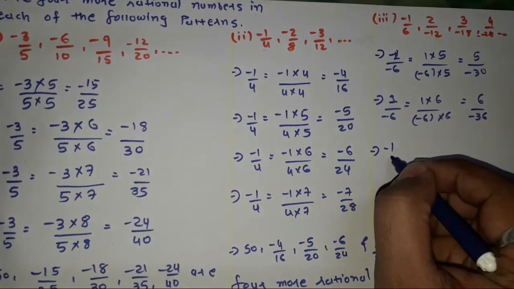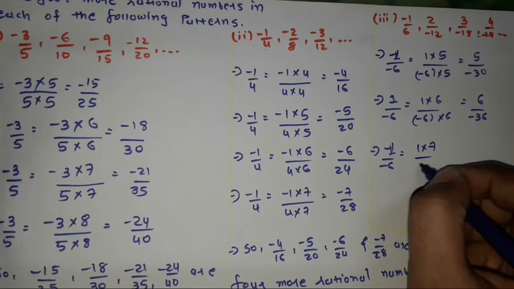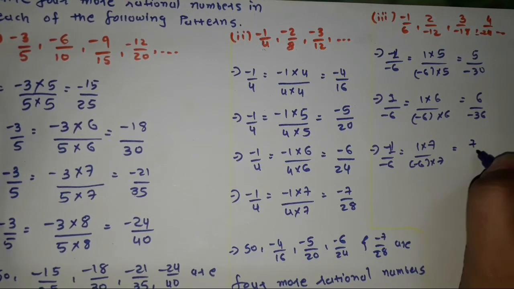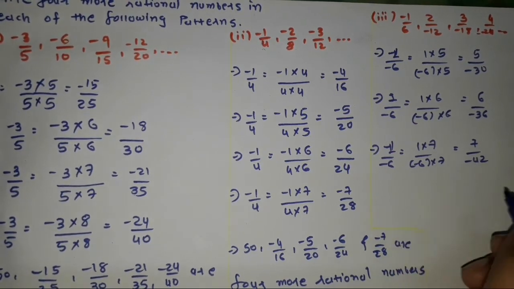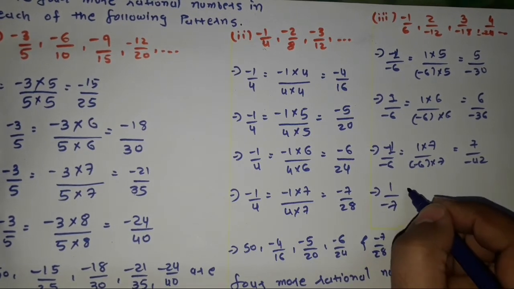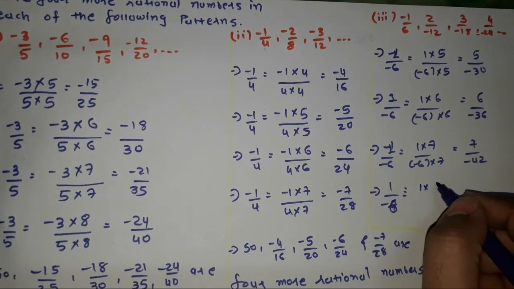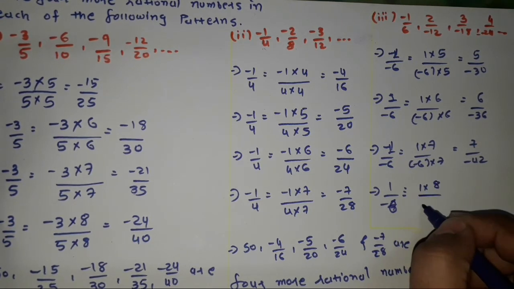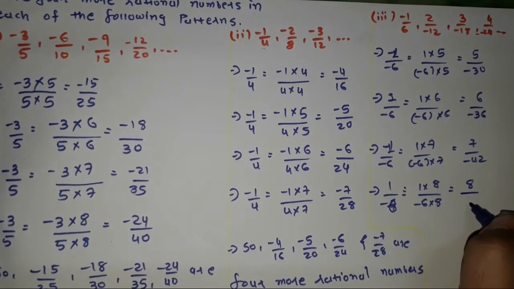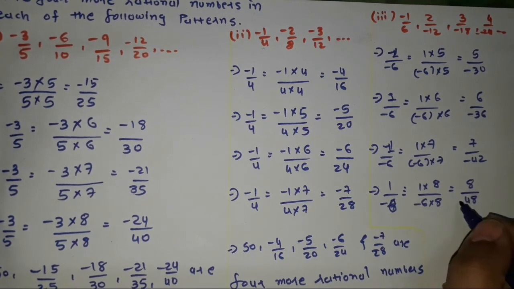Similarly, for the next one, 1 upon minus 6 is equal to 1 multiplied by 7 upon minus 6 into 7. So the next number will be 7 upon minus 42, because 6 7s are 42. Then another number: now we will multiply with 8. So 1 multiplied by 8 upon minus 6 multiplied by 8. So 1 8s are 8 upon minus 6 into 8, which is minus 48.